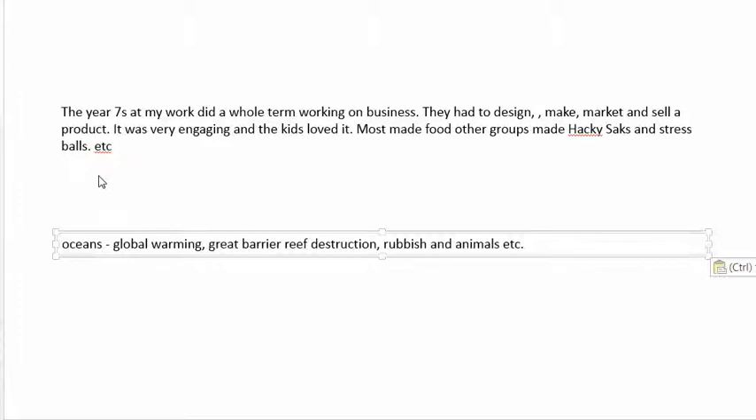So the year sevens at my work spent the whole time working on business. Great. They had to design, make, market, and sell a product. Exactly. It was very engaging. The kids loved it. Most made food. Other groups made stress balls. Yeah, exactly. Real things. Then they go to the markets and create a market, and collect some money, and tell children that we went to the zoo today and the money for the bus was paid by the scones or by the hacky sacks. I don't know what it is, but it sounds good. Whatever we sold at the local markets. Great. Exactly. And they learn about business.